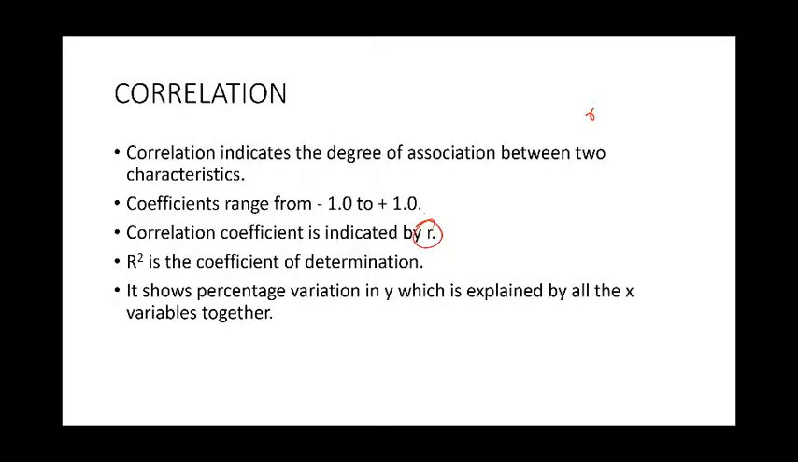And then R square is the coefficient of determination. If there are two variables, this is X, this is Y, Y is dependent on X, and there is a linear correlation between the two. So the correlation would be R. So what is R square? R square shows how much the change in Y is determined by X. So R square is the value which will quantify that relation: how much of the change in Y is determined by X. So this is called the coefficient of determination.